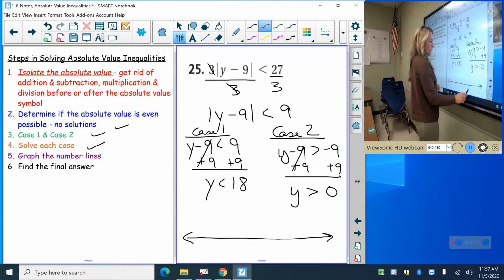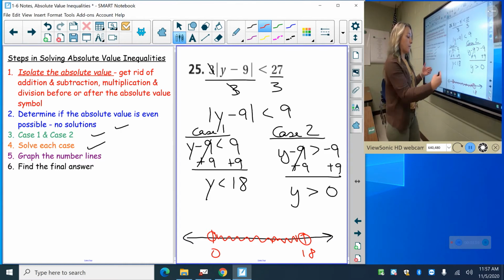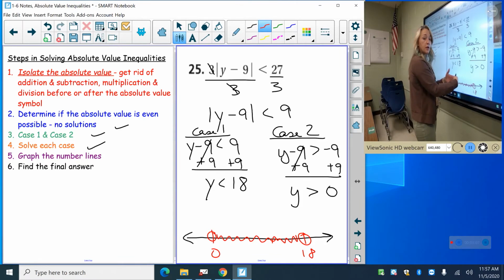18 and 0. Y is less than 18, so here's 18. Open dot, and it's going this way, but y also has to be greater than 0, so that one's going this way. What kind of compound inequality is this, when the two inequalities run into each other? Is it an and or an or? It's an and. So we would say y is less than 18 and y is greater than 0.